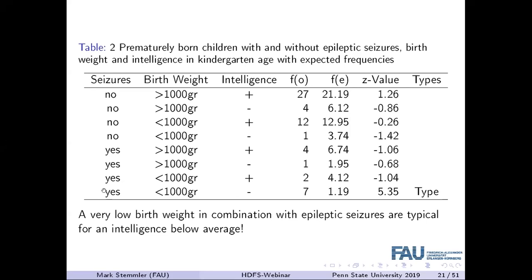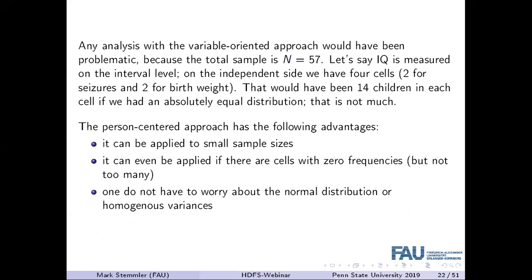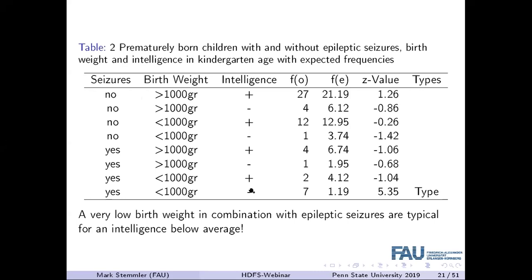Those children, they have seizures. They were below 1,000 grams and below average of intelligence. It doesn't mean that it's not possible to be above mean, but there were only two, and the configural frequency suggested this is an important type.